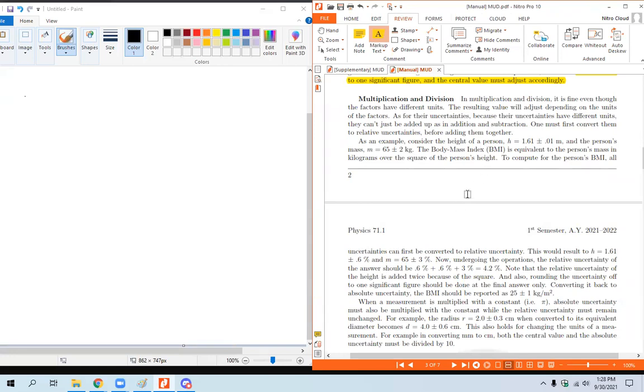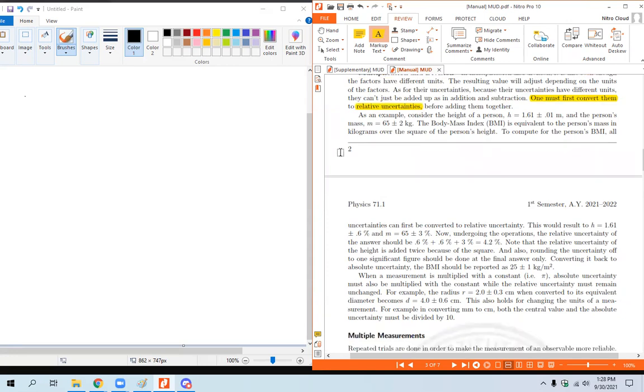As such, hindi na rin pwede na basta-basta i-add or subtract ang uncertainty kasi hindi naman na addition and subtraction ang ginagawa natin. So when doing multiplication and division, you first convert the uncertainties to relative, and then you add them together.